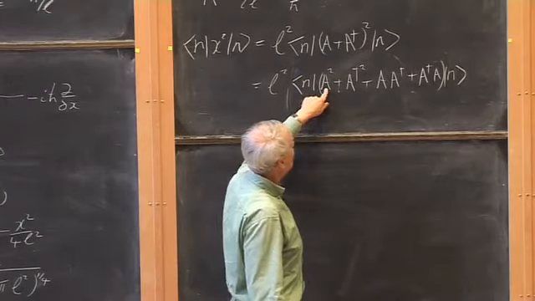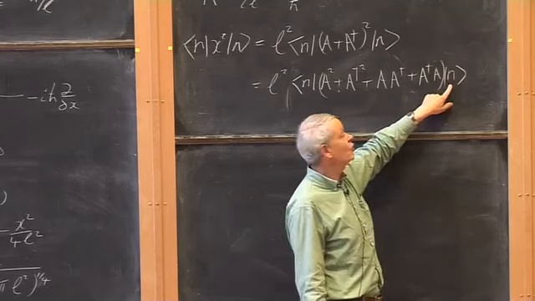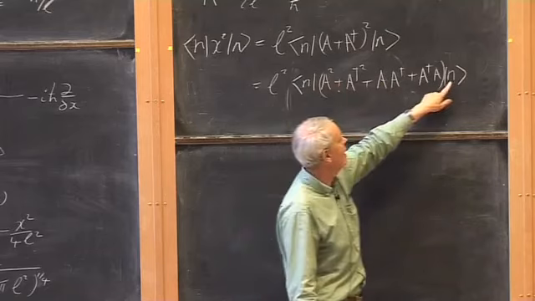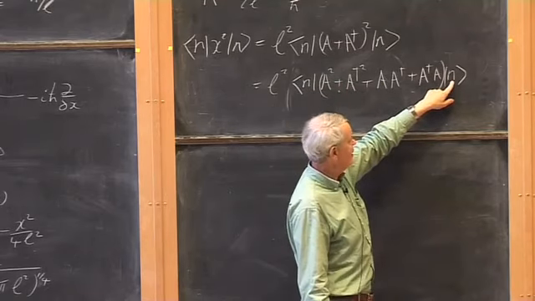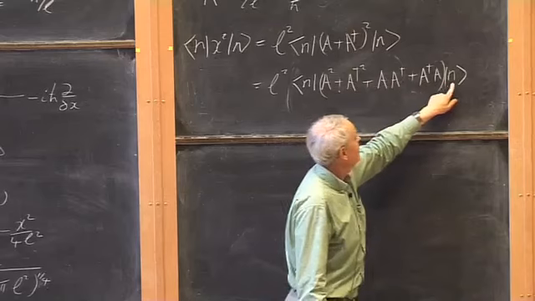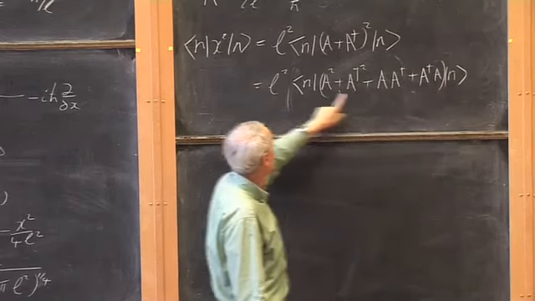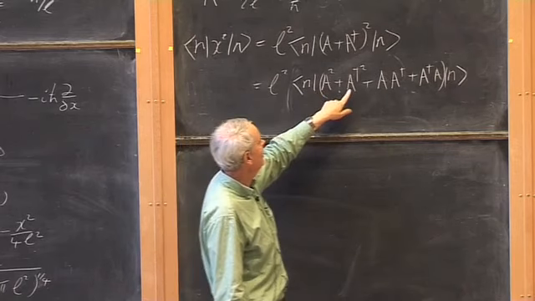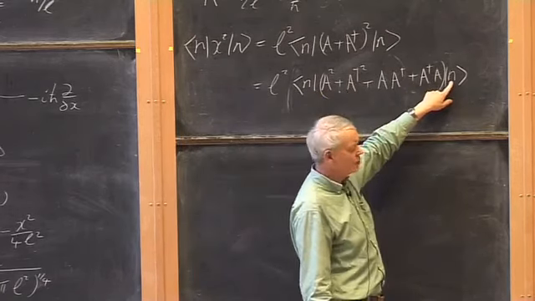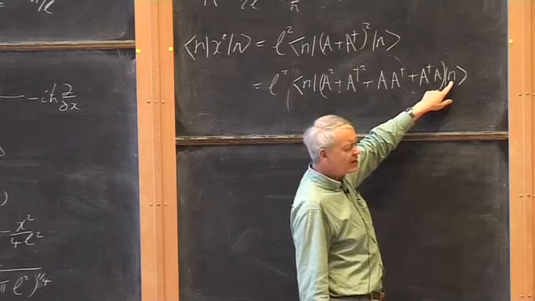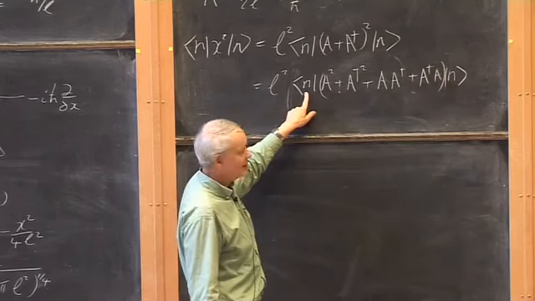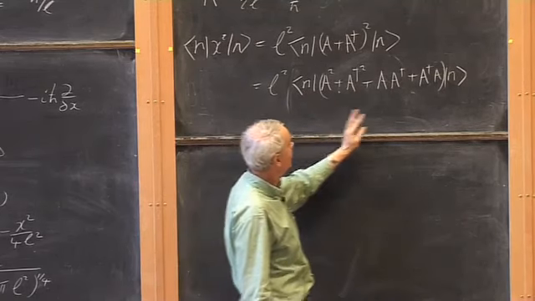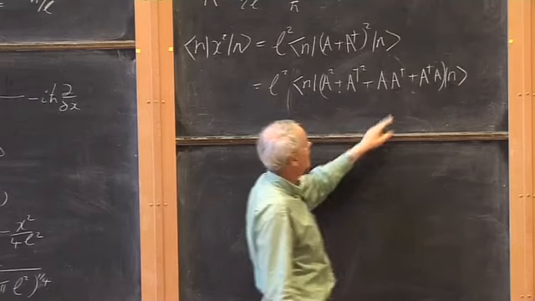Now, what's this? A squared applied to that is proportional to n plus 2, right? Because, sorry, n minus 2, because each of these A's takes away a unit of excitation. So A squared times that is proportional to n minus 2, but n minus 2 is orthogonal to that, so that makes no contribution to this expectation value. Similarly, A dagger squared on this produces some multiple of n plus 2, which is orthogonal to that, so that doesn't contribute. So these two terms don't contribute to the expectation value. These terms jolly well do contribute to the expectation value.